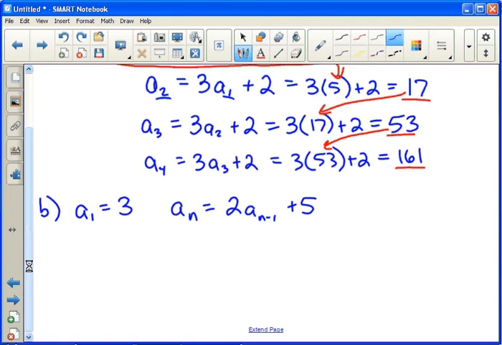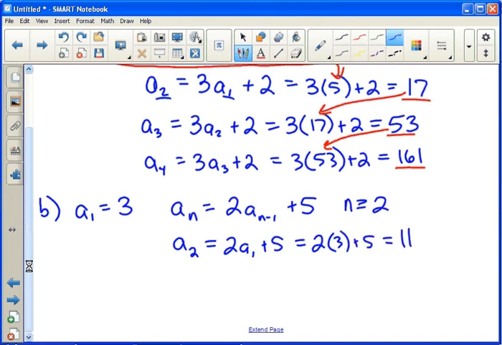So a2, let me add one thing here. So it only works for the second term on up. So I do a2 equals 2 times a1 plus 5. So that's 2 times 3 plus 5. 2 times 3 is 6, plus 5 is 11. So notice, I just multiplied my first number by 2 and then added 5.